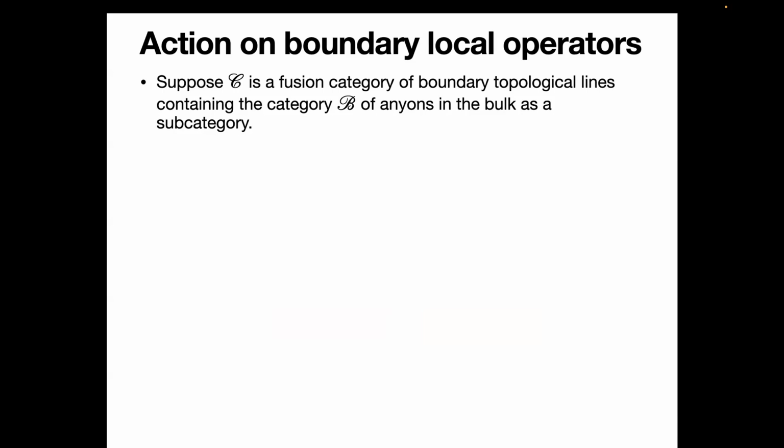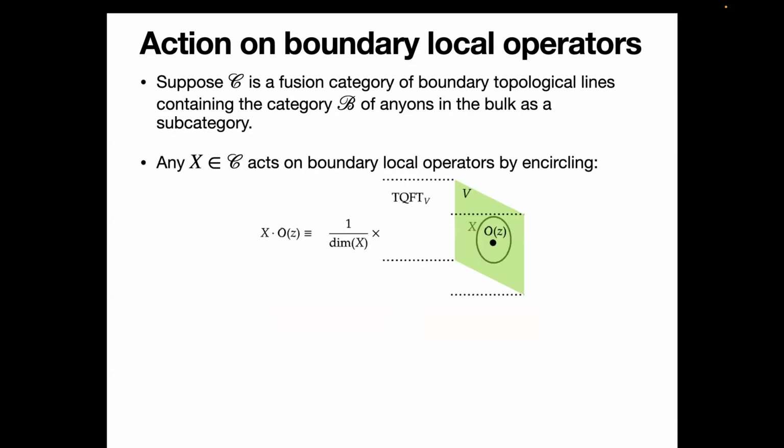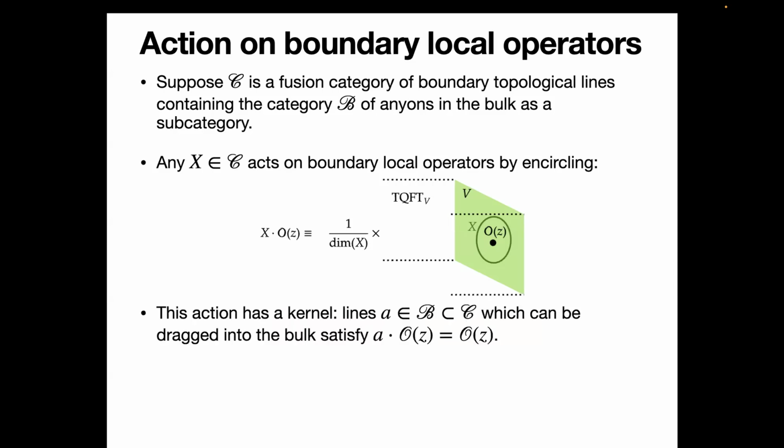Okay. Good. So let's revisit how these fusion categories of boundary lines act on the genuine local operators of a chiral algebra. I'm going to use a funny normalization where instead of considering the usual encircling action of a topological line, I consider that times one over the quantum dimension, for reasons that will hopefully become clear soon. And one interesting feature that arises in the relative setting that does not arise in the absolute setting is that this encircling action has a kernel.